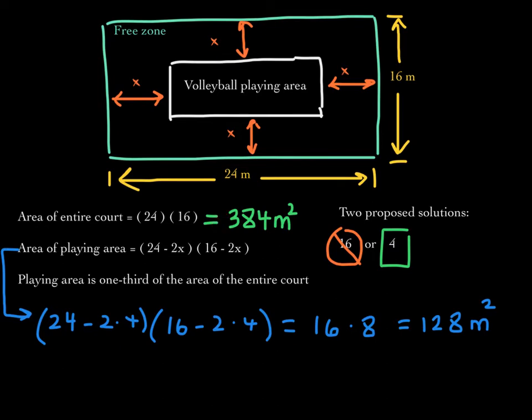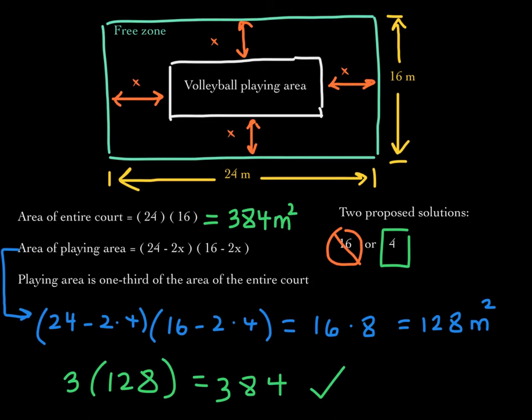If I take this area here, 128, and I multiply it by 3, do I indeed get 384? Let's do this math. Let's see, 3 times 8 is 24, right? Carry the 2, 8. Yes, that checks out. This value is 1/3 of this value, so we're good. So then the width is 4 meters.